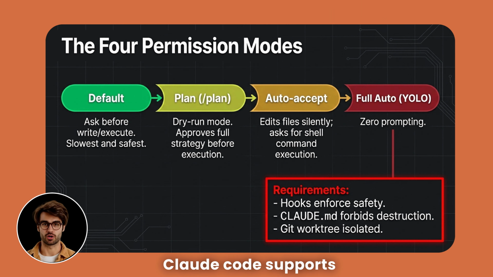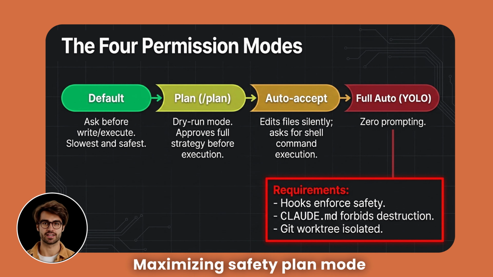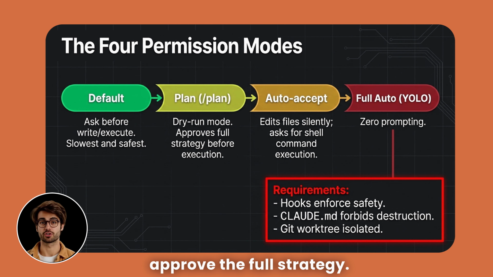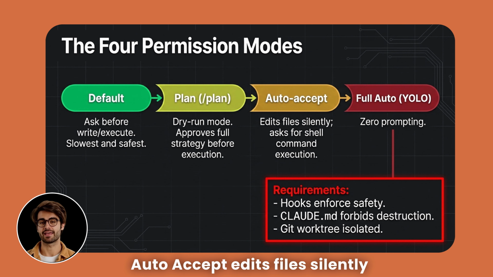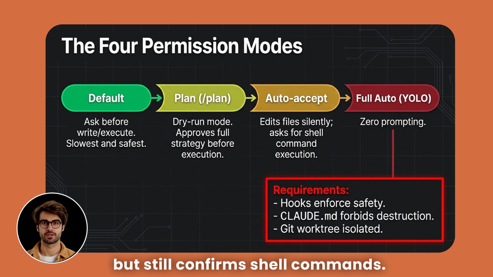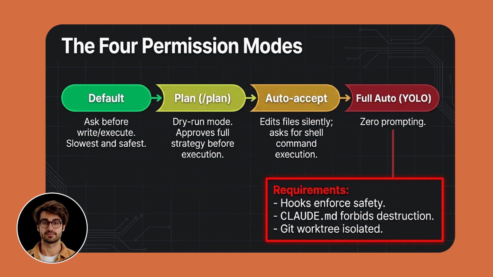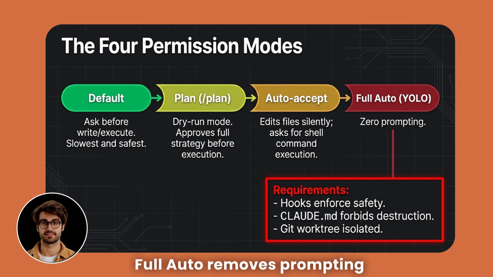Claude Code supports 4 permission modes. Default asks before every write or command, maximizing safety. Plan mode performs a dry run and lets you approve the full strategy. Auto-accept edits files silently, but still confirms shell commands. Full auto removes prompting, and therefore demands strict safety prerequisites.